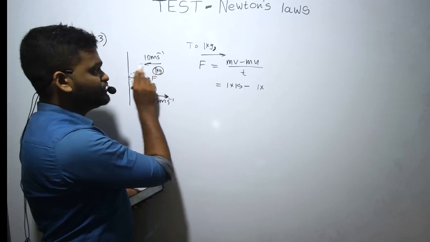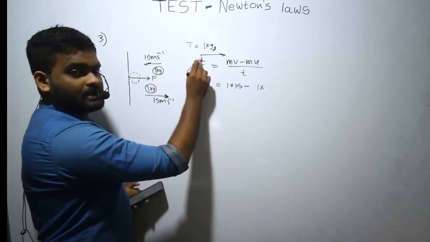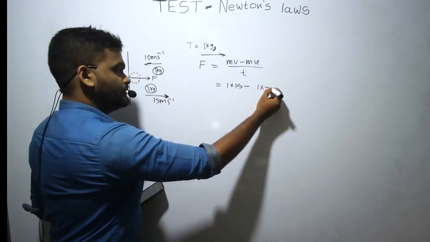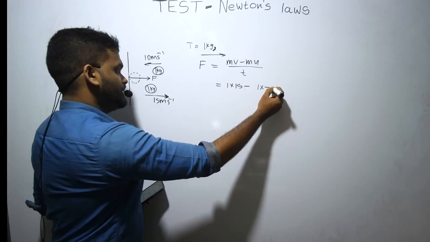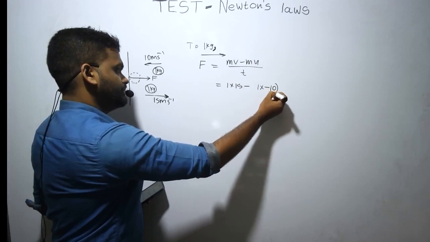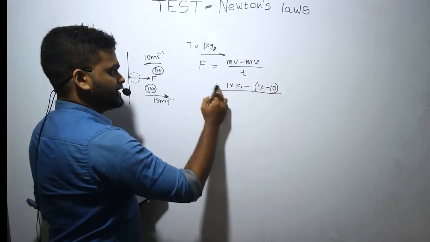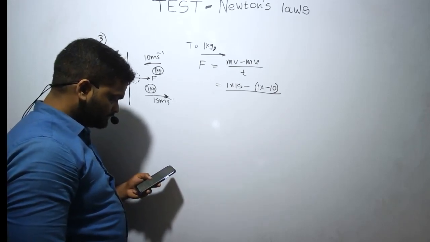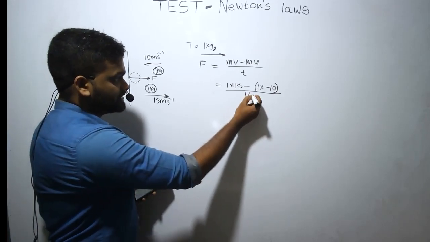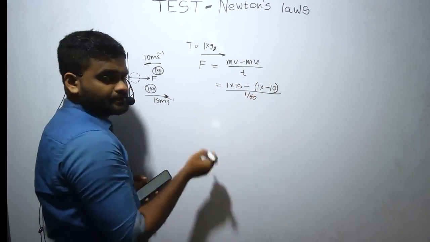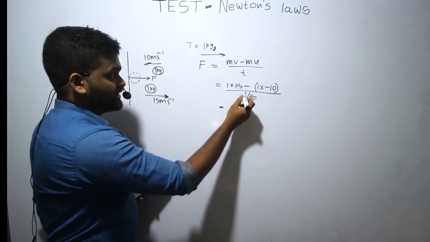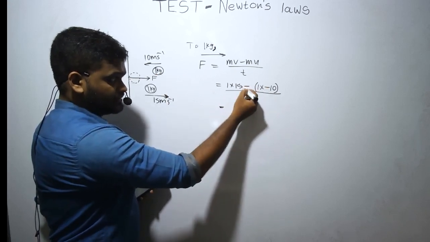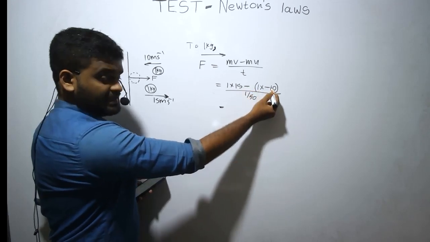Velocity, it is to the opposite direction. But you apply the equation to this direction. You have to substitute it as a negative value. So it is 10. Divided by time. What's the time? 1 over 50 seconds. 1/50th of a second. Okay? So you can see this minus and this minus becomes plus. 15 plus 10, 25.